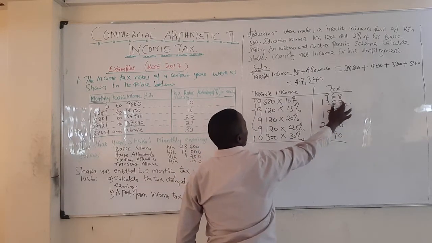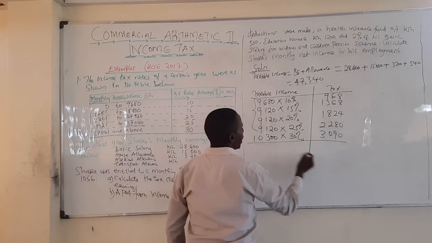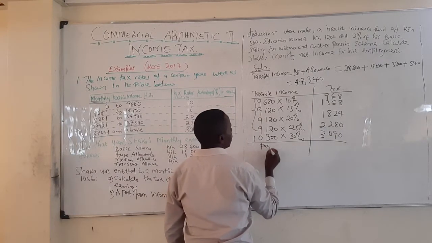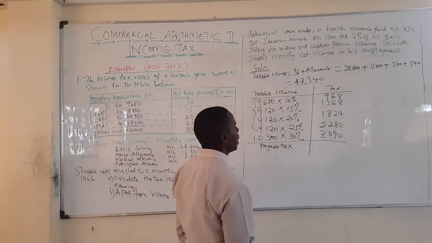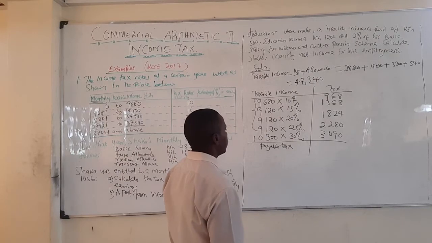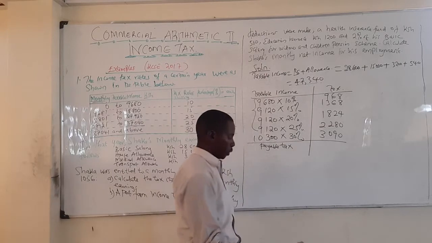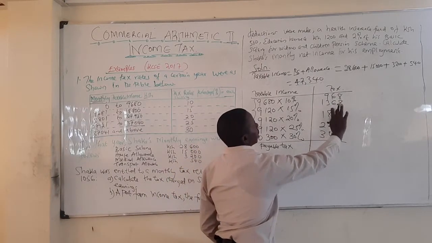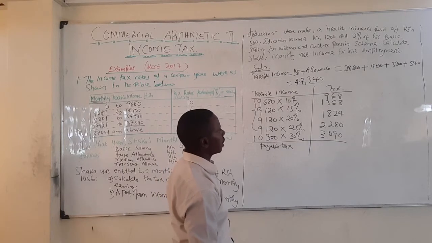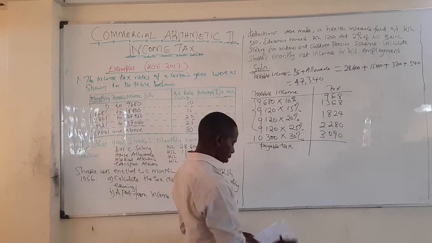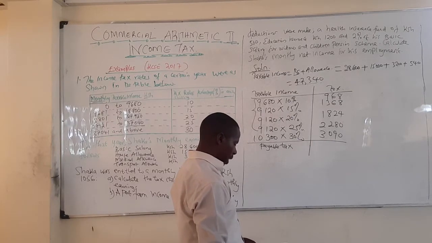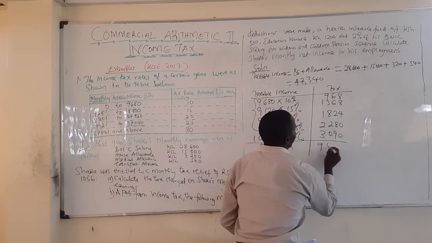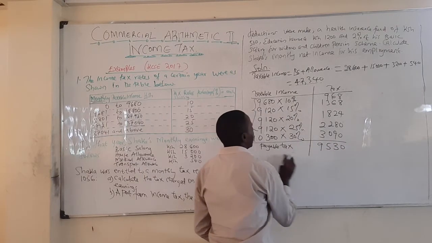So we add these figures there, and when we add them, we get what we call the payable tax, the amount of tax that you're supposed to pay without the relief. So this is the payable tax, what you're supposed to pay. When you add this 968 plus 1,368 all the way to 3,090, you're going to get 9,530. So that is the payable tax.